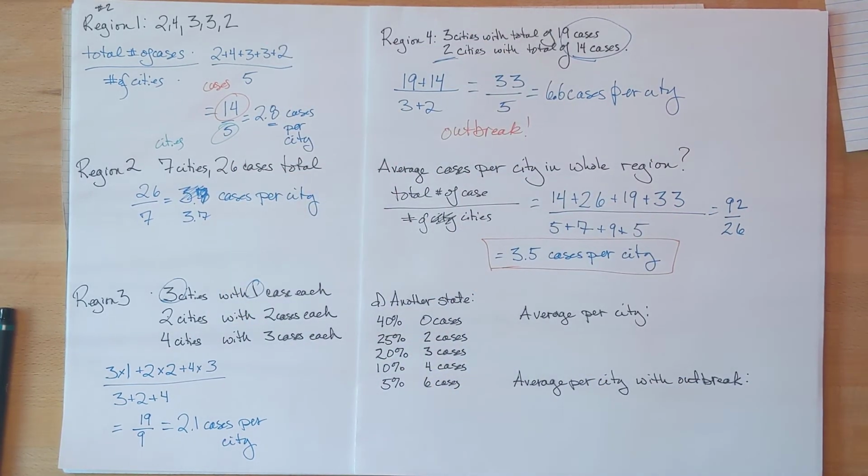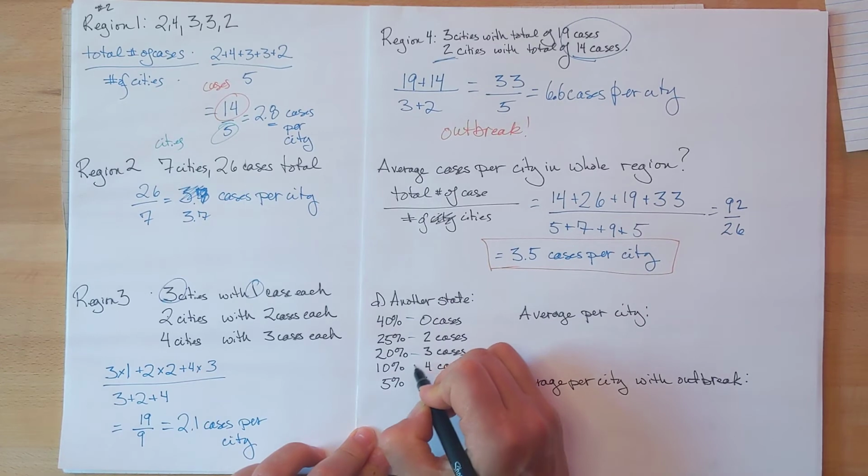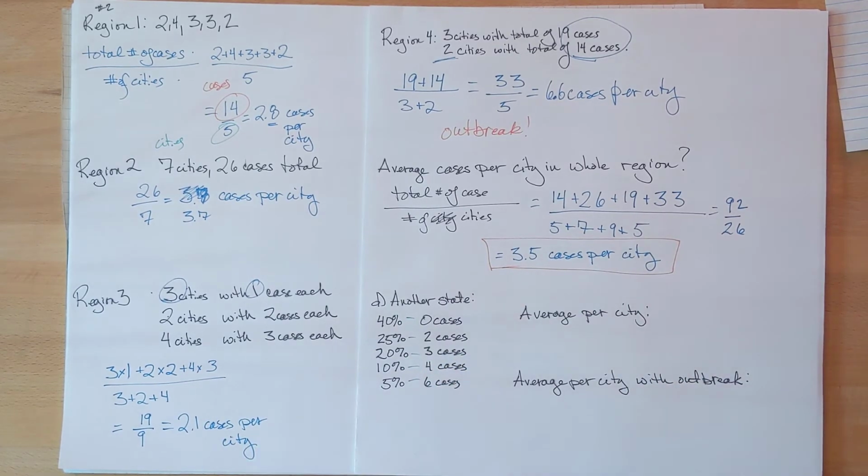Now let's look at problem D. Problem D is in another state, and I'm not giving you the number of cities. I'm just telling you that 40% of cities have no cases, and 25% of cities have 2 cases, and so on. So how do you work with this?